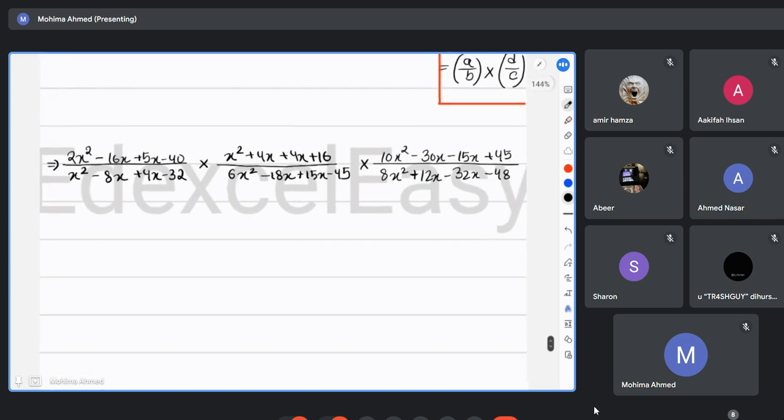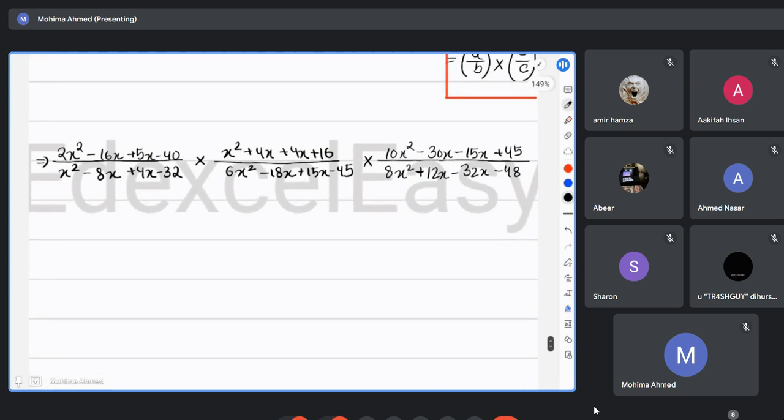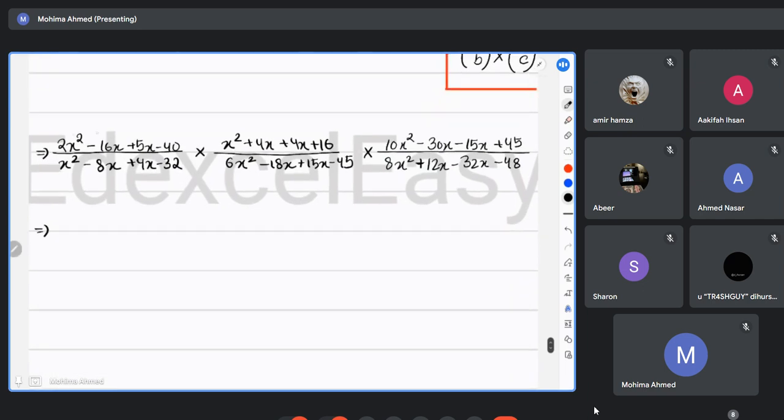Okay, now the splitting process is done. We'll now factorize them. For example, from the first fraction, for the first pair, 2x squared and 16x, I can take 2x common. So I'm going to get 2x, x plus 8. And then again plus 5 is going to be x minus 8.